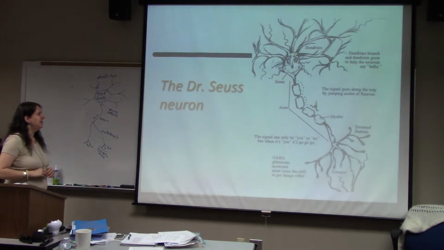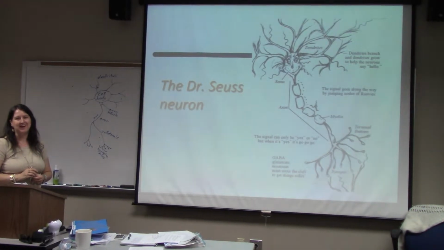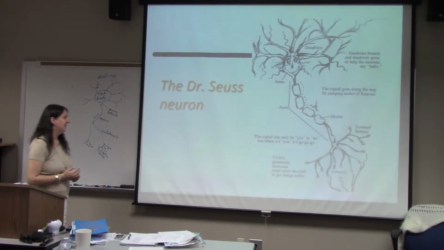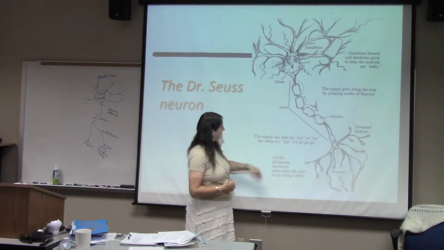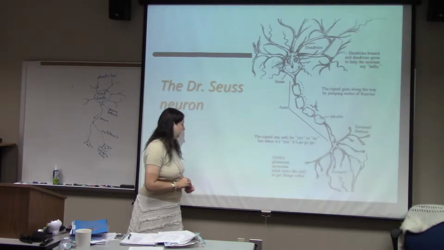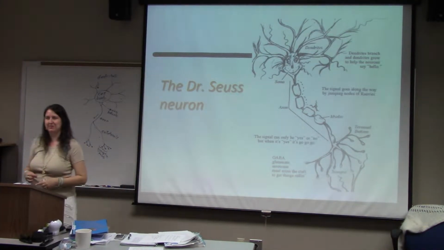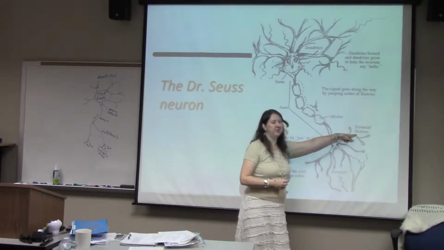Here's another version with little rhymes that tell you what it does. I wish I could take credit for this, but I can't. I found it online. And it also talks about the synapse and some neurotransmitters. GABA, glutamate, and serotonin are some more examples of neurotransmitters. And it has another name for the synaptic knobs, which is terminal buttons.